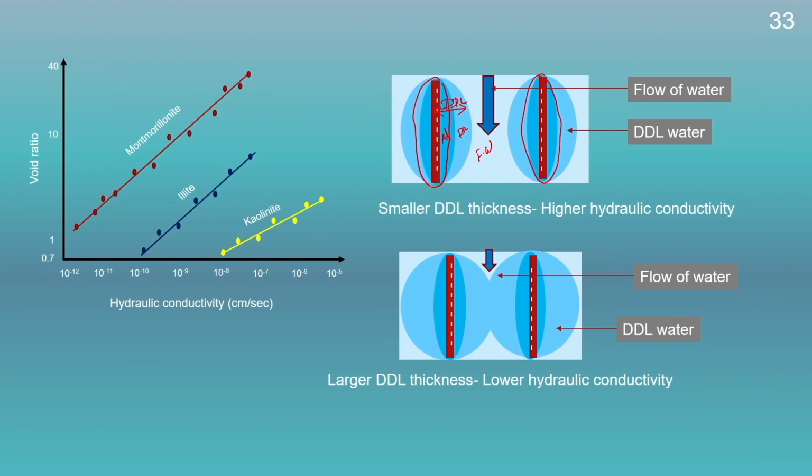Here we can see, in this case the thickness of the diffuse double layer is quite less. So therefore, there will be a large amount of space available for the free water. Now free water can move freely due to gravity. As the amount of free water is more here, the free water can freely move, and therefore the hydraulic conductivity will be high here.